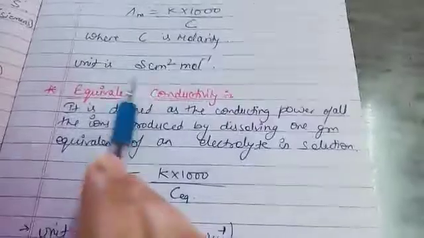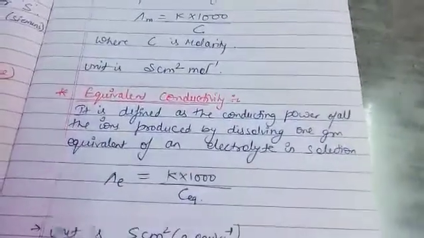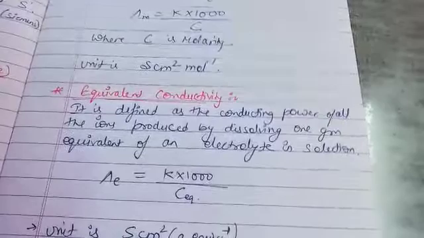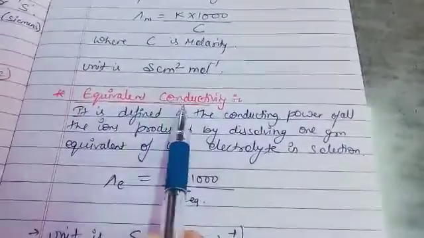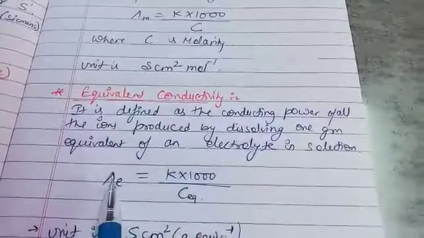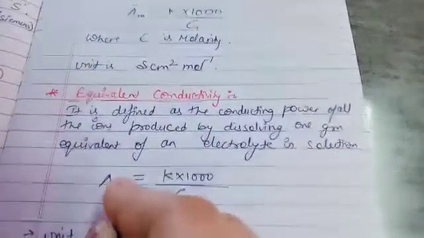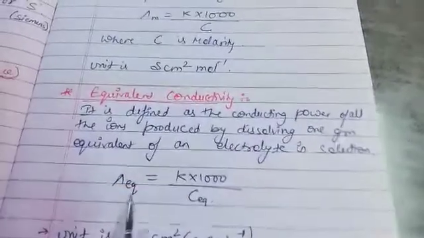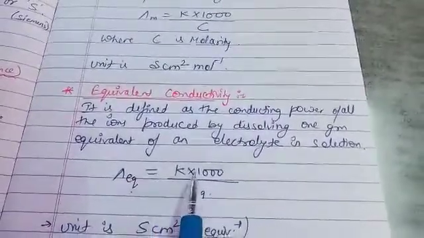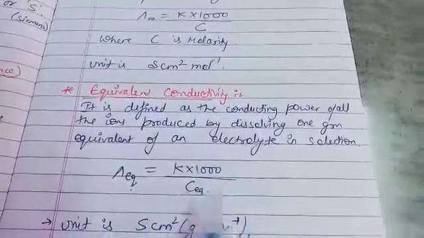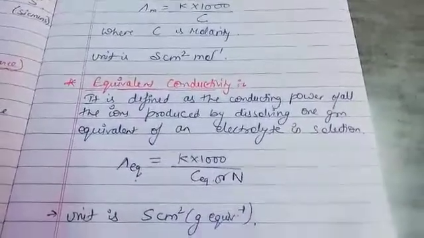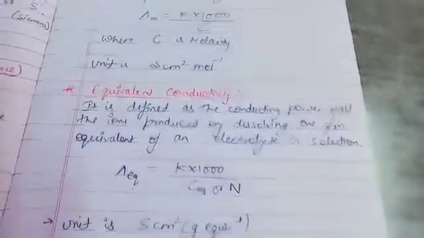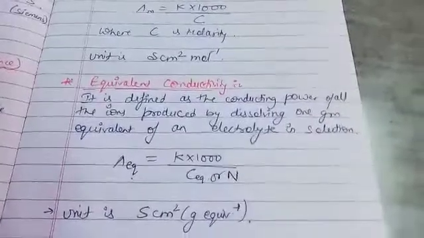Now next we have equivalent conductivity. Are you familiar with this term? We have heard this term in normality, equivalent, gram equivalent and all. So here also it is the same. Equivalent conductivity is represented by lambda E, or you can write EQ also. Equivalent conductivity is equal to kappa into 1000 upon C EQ, or you can write capital N, because it is equivalent concentration, which represents normality.